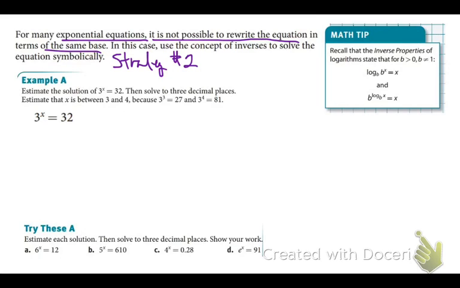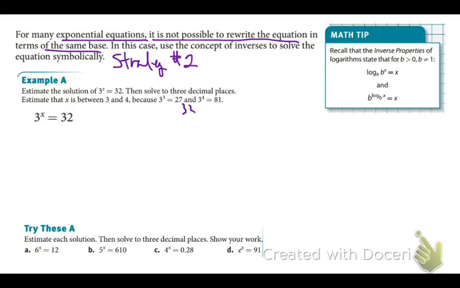So if they want you to estimate it, well, you have 3 to the x equals 32. Well, we know 3 cubed is 27, and we know 3 to the 4th is 81. So you see that 32 falls in between those, right? So our answer is going to be probably 3 point something. Okay, so that's just your little estimate.